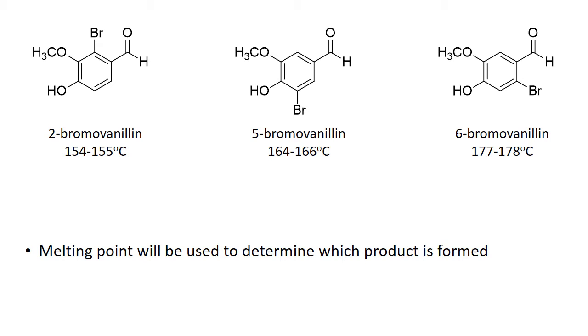And here are the 3 possible isomers: 2-bromovanillin, 5-bromovanillin, and 6-bromovanillin. Their melting points are different enough that we can use the melting point to figure out which isomer was formed in the reaction.